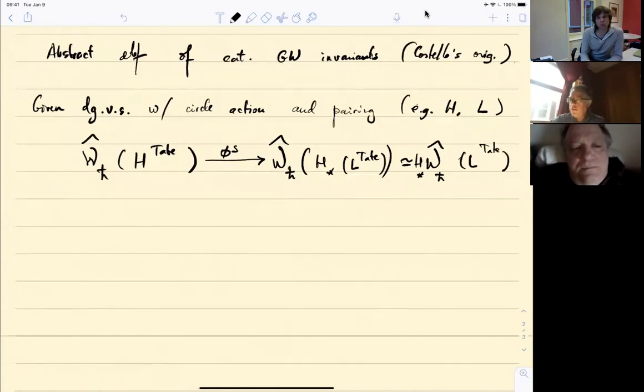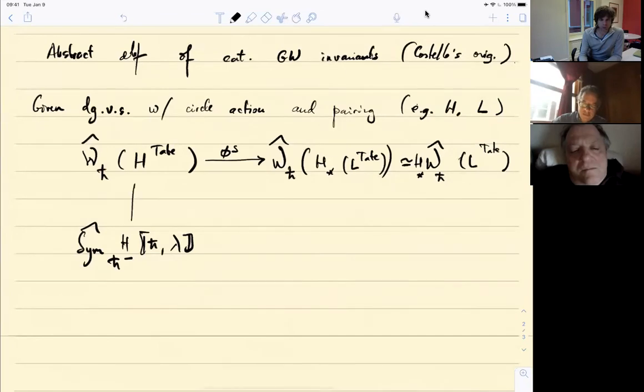And now, inside here, I have the completed symmetric algebra of H minus with extra parameters H bar and lambda. You might remember that this was a way to represent the Fock space. And in here, this projects down to the homology of the Fock space of L Tate.